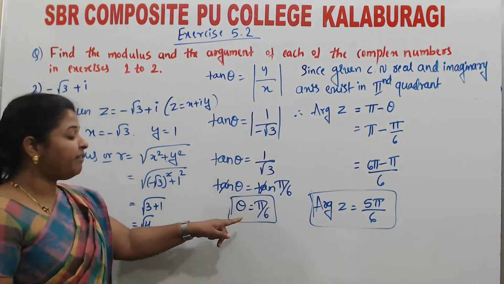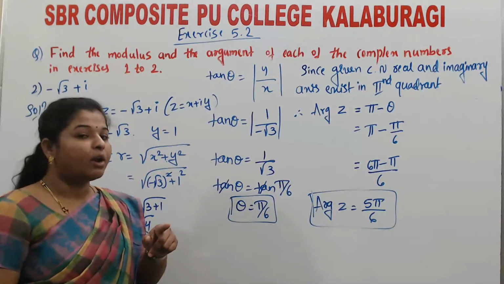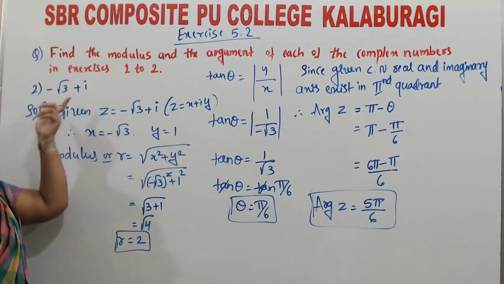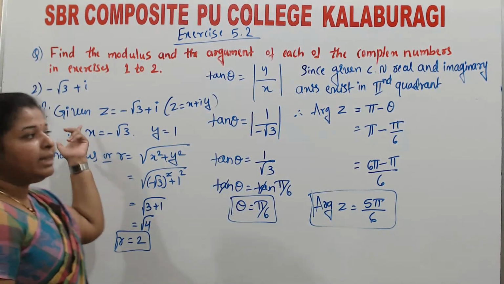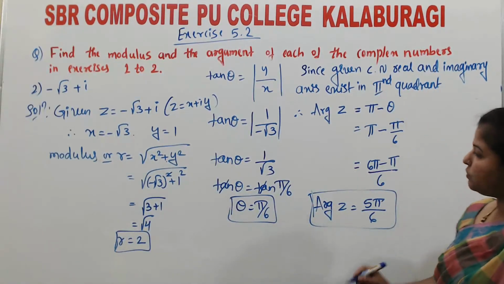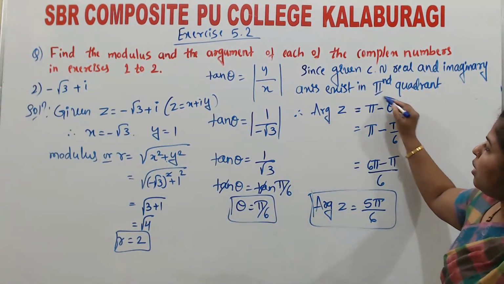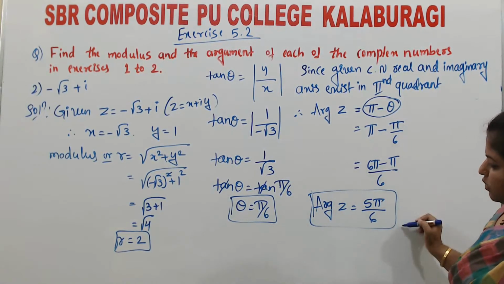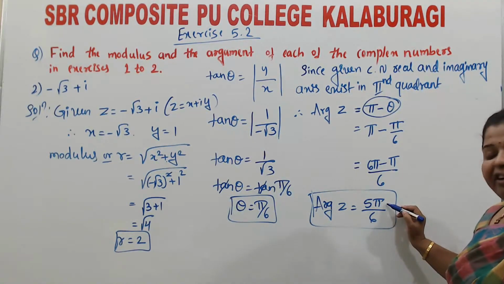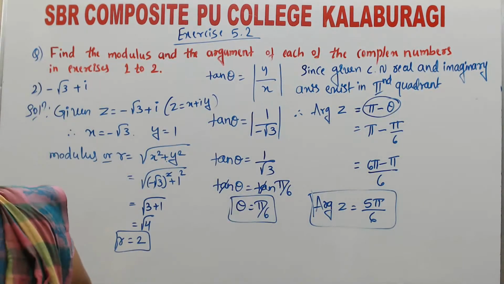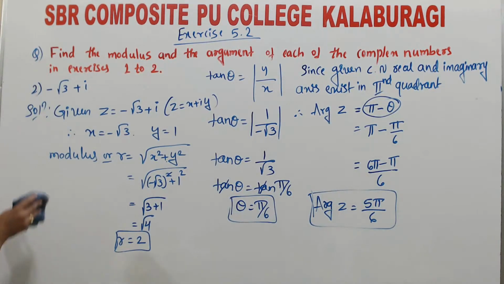After finding the theta value, for writing the argument of z, what do we have to check? We have to check these 2 points exist in which quadrant, right? These 2 points exist in the second quadrant. In the second quadrant, how do we write the argument of z? Argument of z is equal to pi minus theta. Then like this we can say, argument of z is equal to 5 pi by 6. Is it clear? Okay. We will go for next.